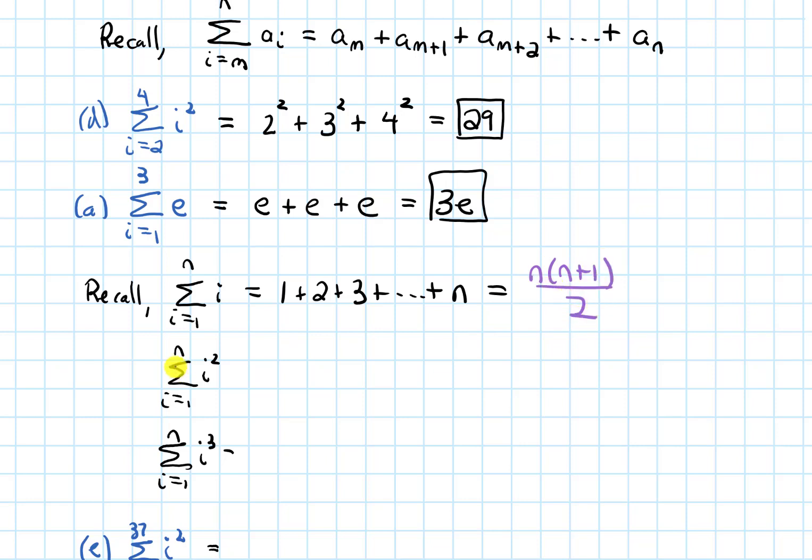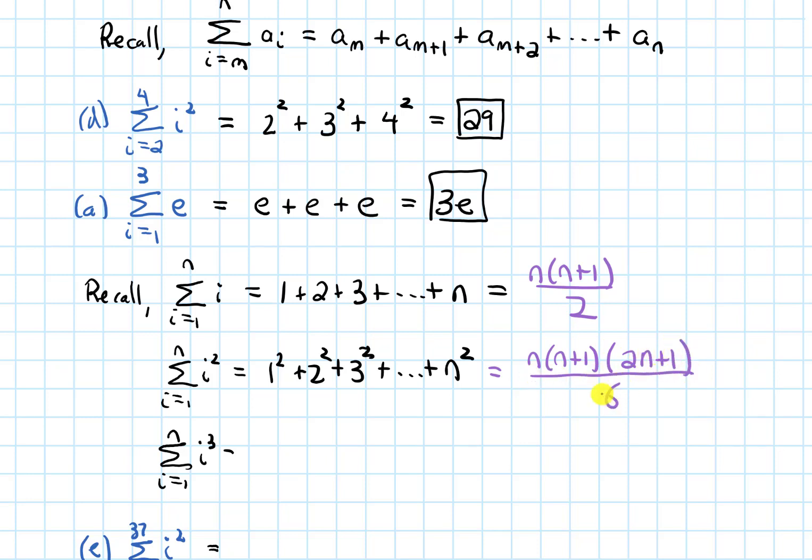All right. The second formula is if we had the sum from 1 to n of i squared. If you plug in values into this, you get 1 squared plus 2 squared plus 3 squared plus dot dot dot plus n squared. And we've seen the formula for this as well. It starts off the same as the previous one, n times n plus 1, but then there's a new term, times 2n plus 1, all over 6.